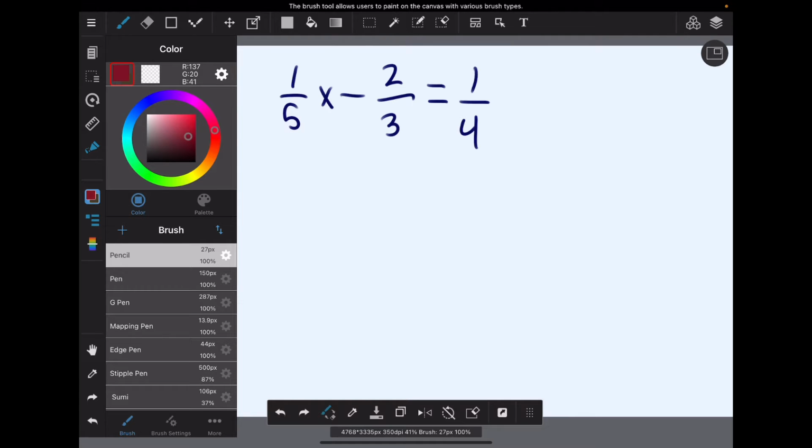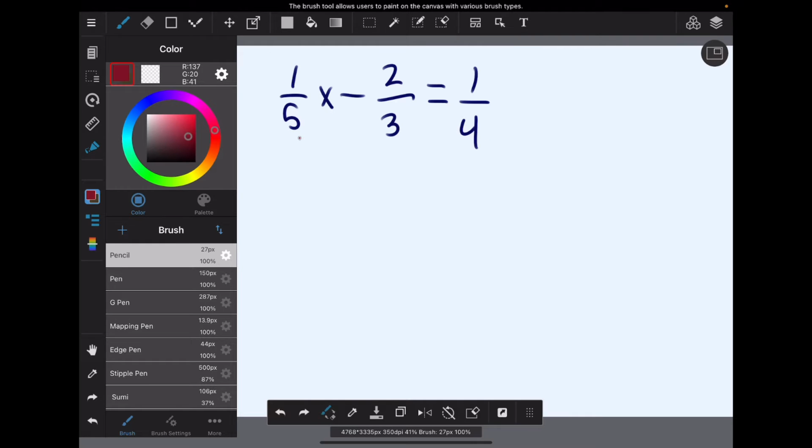Now, this equation has fractions. Boo, we don't like fractions. We want to get rid of these fractions. How are we going to do that? Well, in order to do that, we need to multiply this whole equation by something. Here's the fastest way to find that something.